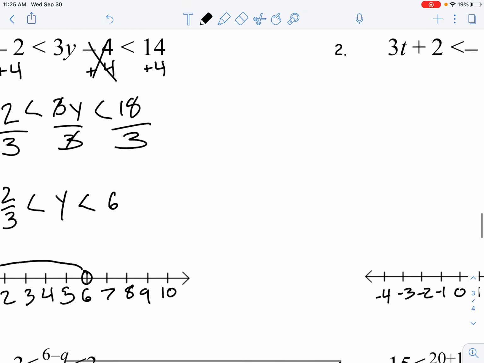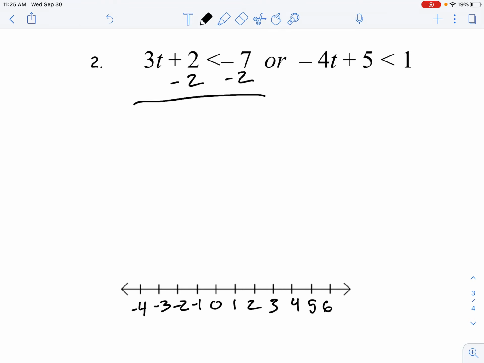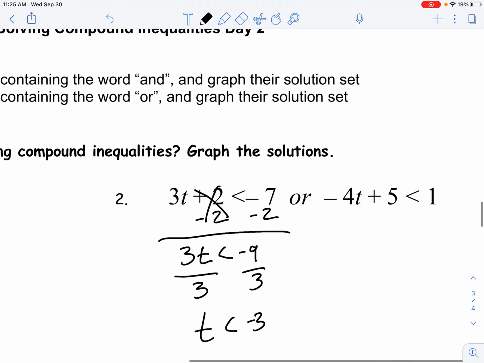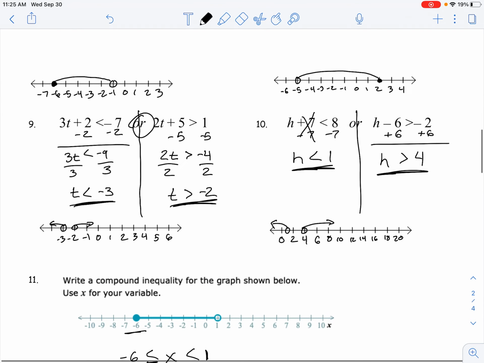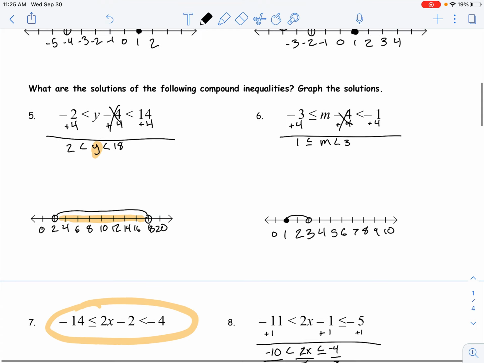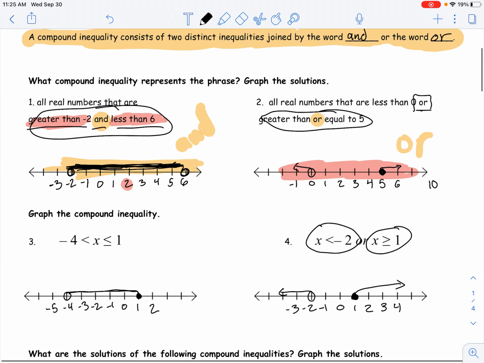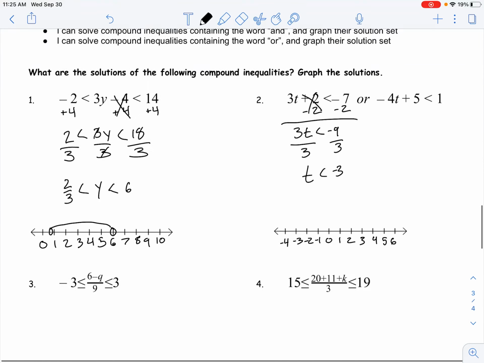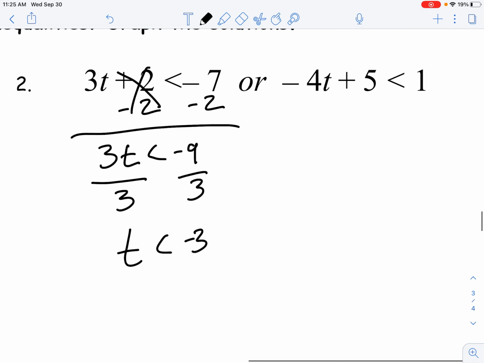Number 2, we are subtracting 2 on both sides. So 3t, those cancel out, keeping that the same. This is a -9, divide by 3, divide by 3, t is less than negative 3. Did we already do this one? I felt like we did. Maybe not. Okay, never mind. I thought we did. I thought we did one similar to this.